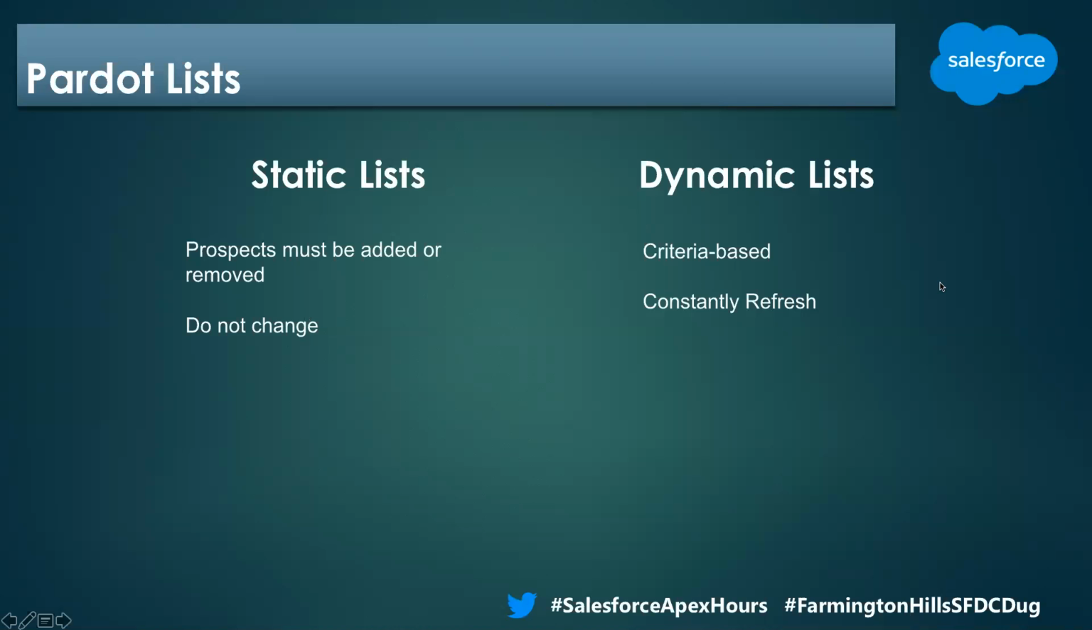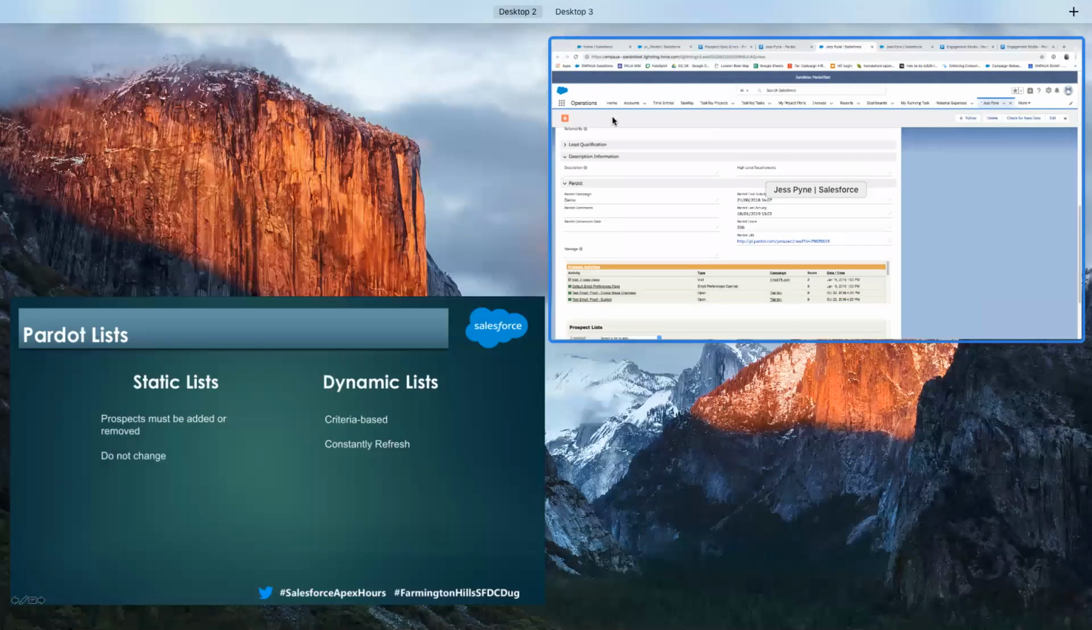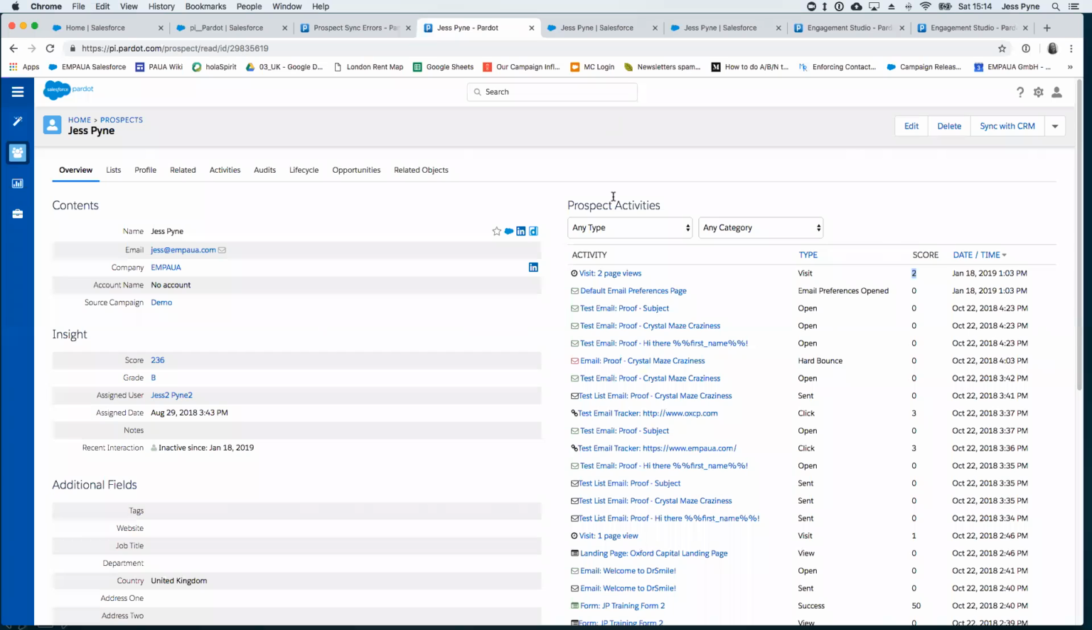Dynamic lists, on the other hand, are criteria based and they constantly refresh. So for example, you might build a dynamic list of all prospects who have an open opportunity in stage 5. And as soon as one of those opportunities closed won, then that prospect would be automatically removed from the list. So they've both got different uses, but they work really well together. I will quickly show you what it looks like to create a list in Pardot.